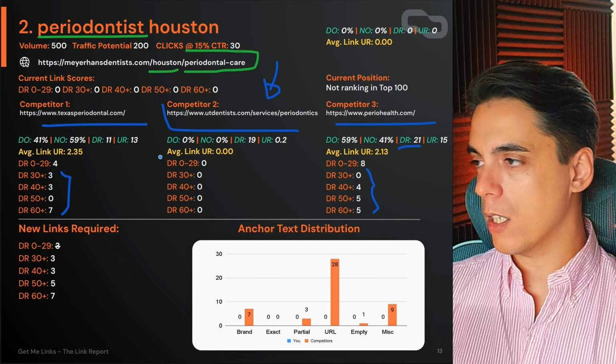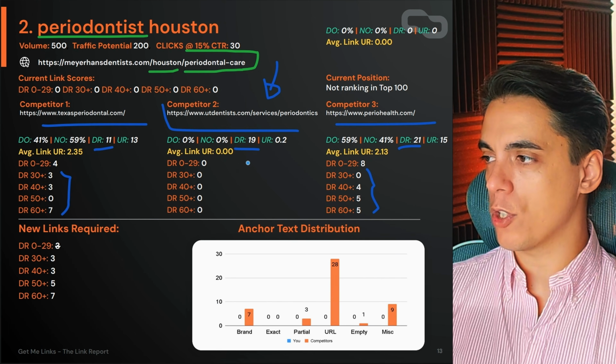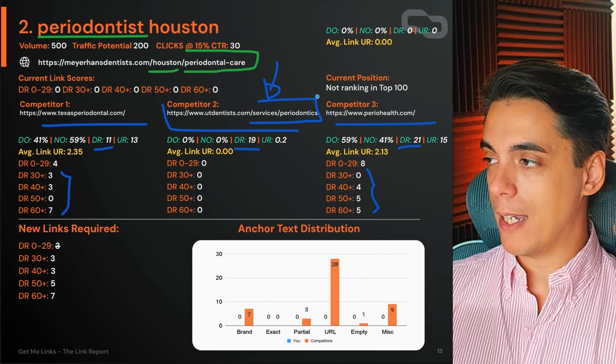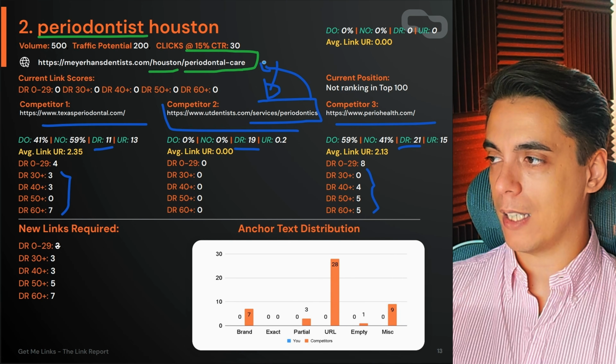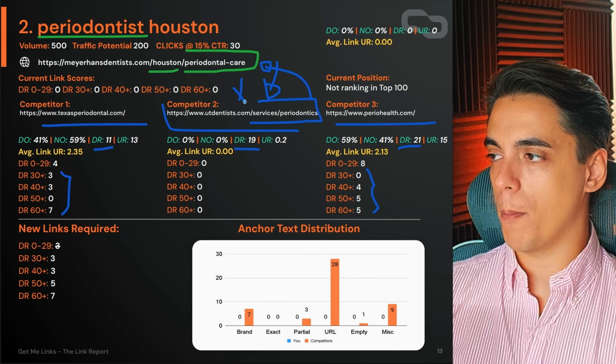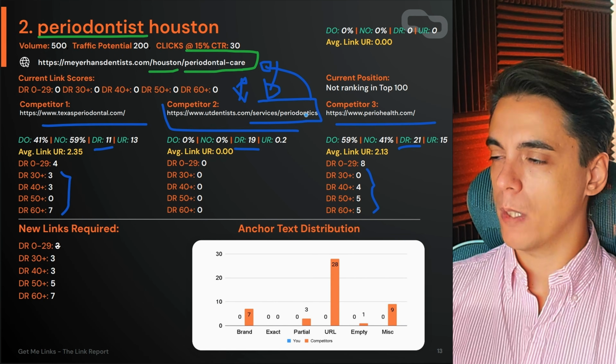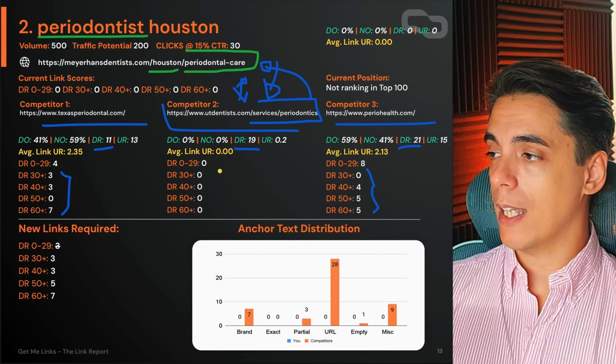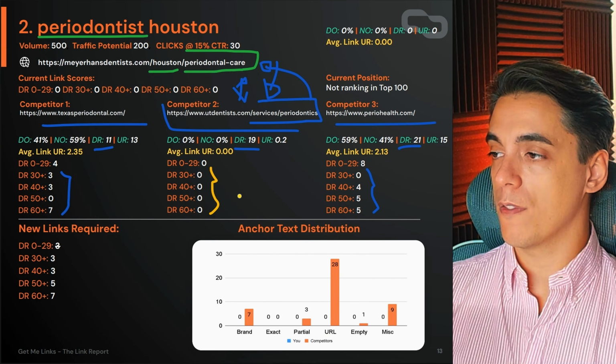The DR is roughly the same on all three cases, which is good. And here, UT Dentist is ranking with an inner page, which is perfect because that's exactly what we have. So this is a one-to-one competitor for the most part, right? Minus the differences that we already covered. And they have nothing, right? They have nothing at all here, which is very good news.